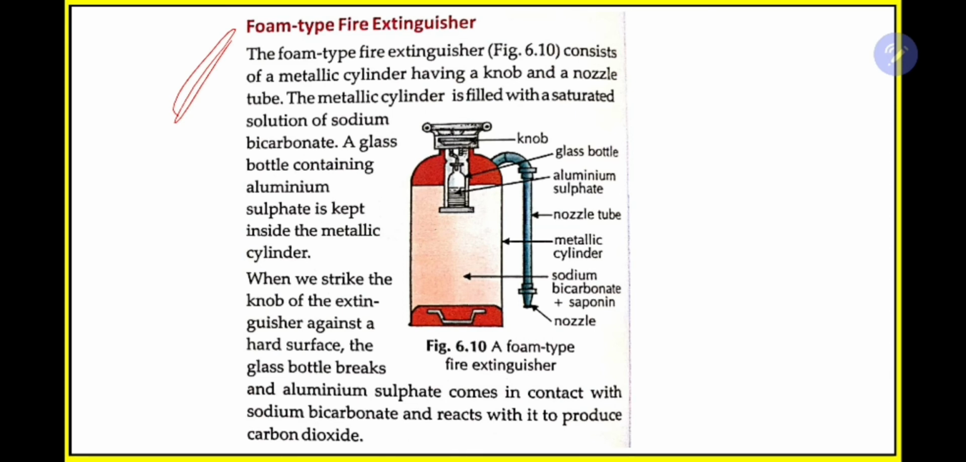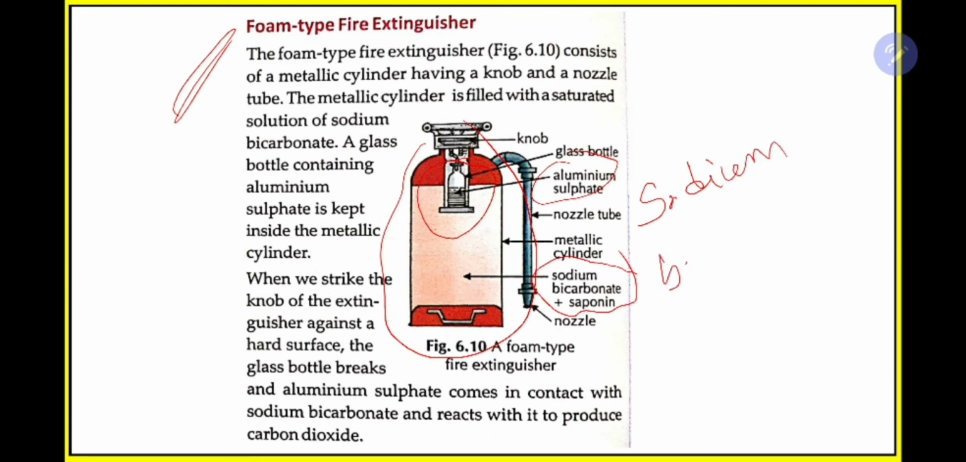In this technique, first we have a metallic tank. You can see this is a metallic tank. In this cylinder one chemical is filled, that is sodium bicarbonate plus saponin in high amount, and there will be a glass bottle on top of this tank which will contain aluminum sulfate. I'm writing here: one is sodium bicarbonate plus saponin, and what are you adding? Aluminum sulfate.